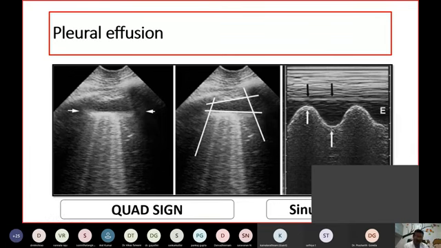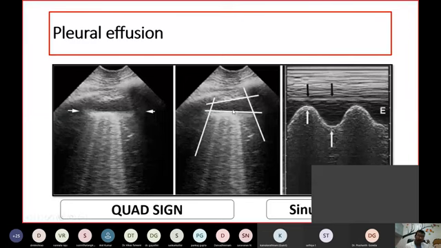Now you can see there's a fluid in between. So the upper border is formed by the pleural line or parietal pleura, and the lower border is formed by the visceral pleura, what we call the lung line here. Forget about all those names. This space which looks like a trapezium, we call a quad sign. So this is how the effusion will appear in anterior areas, what we call a quad sign.